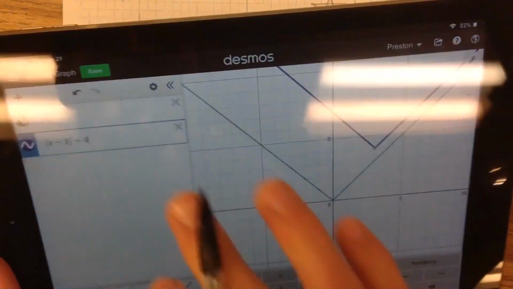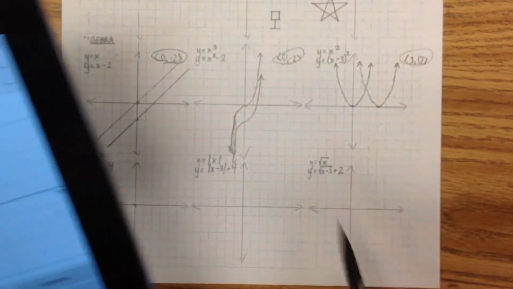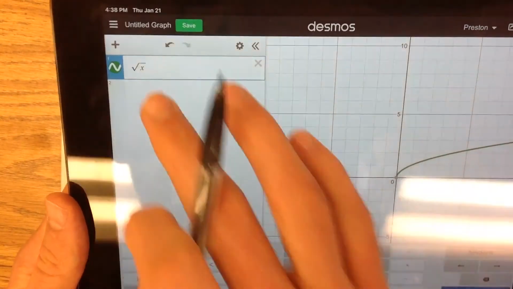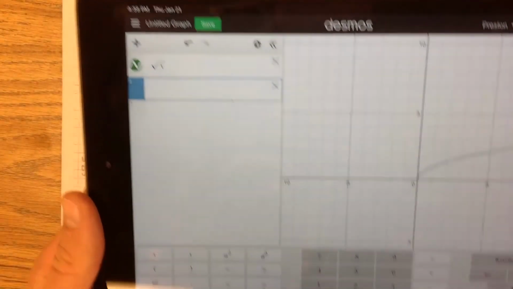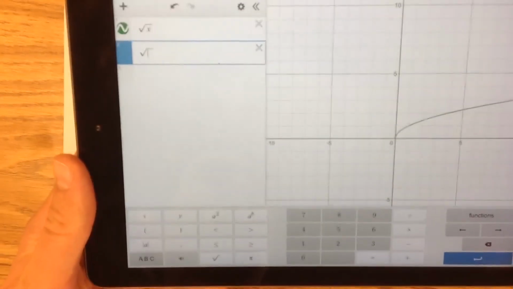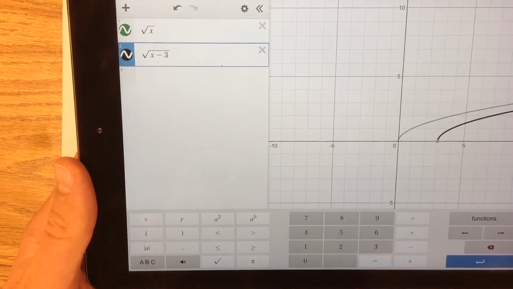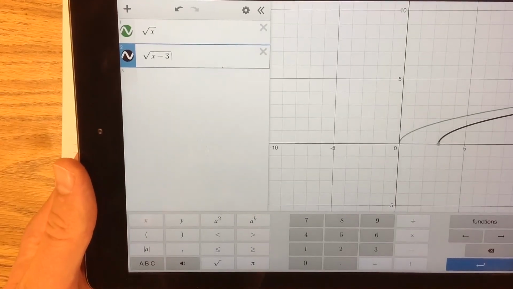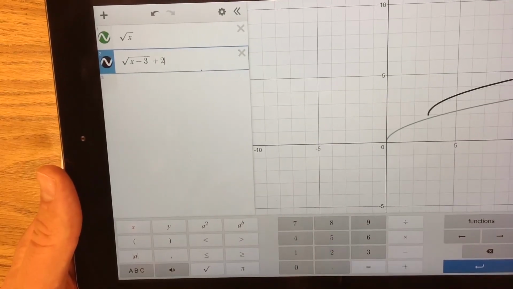And then do the same for the square root. So that looks like this, square root of x. And this is square root of x minus 3 plus 2. So I use the square root right there, square root of x minus 3. And then to get outside the square root, you have to tap up here. So square root of x minus 3 plus 2. So I go plus 2.